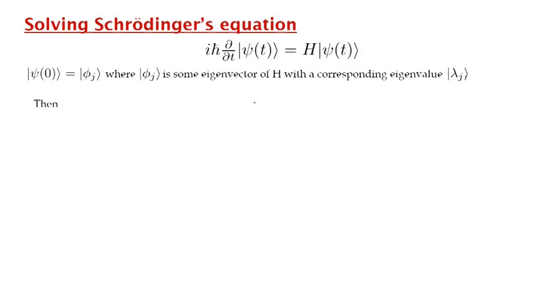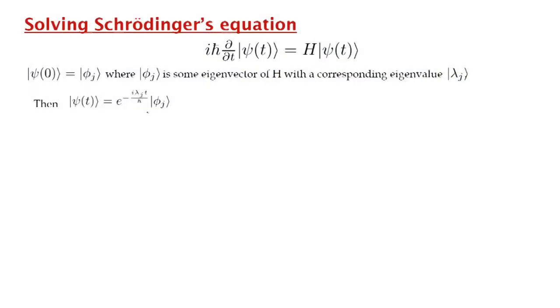So here's a fact. Let's start in an eigenstate of H. Let's say that psi at time 0, our state at time 0, is phi sub j, where phi sub j is an eigenvector of H with eigenvalue lambda sub j. Then we can solve Schrödinger's equation, and it has a particularly simple form. The state at time t is just e to the minus i lambda j t divided by h bar, times the state at time 0, which is this eigenvector of H.